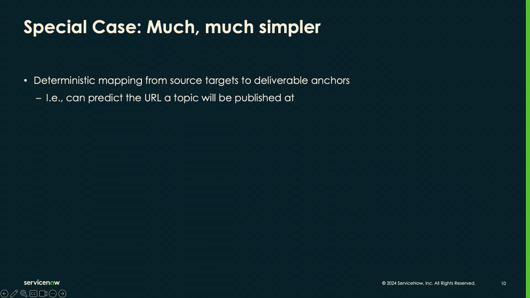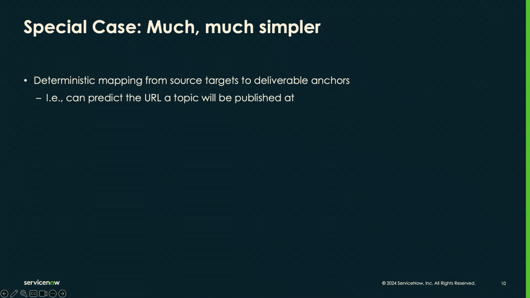So if you have a deterministic mapping from your source targets to deliverable anchors, that is, given knowledge of the source location or the source features of a topic, you can predict what the delivered URL or anchor will be, right?